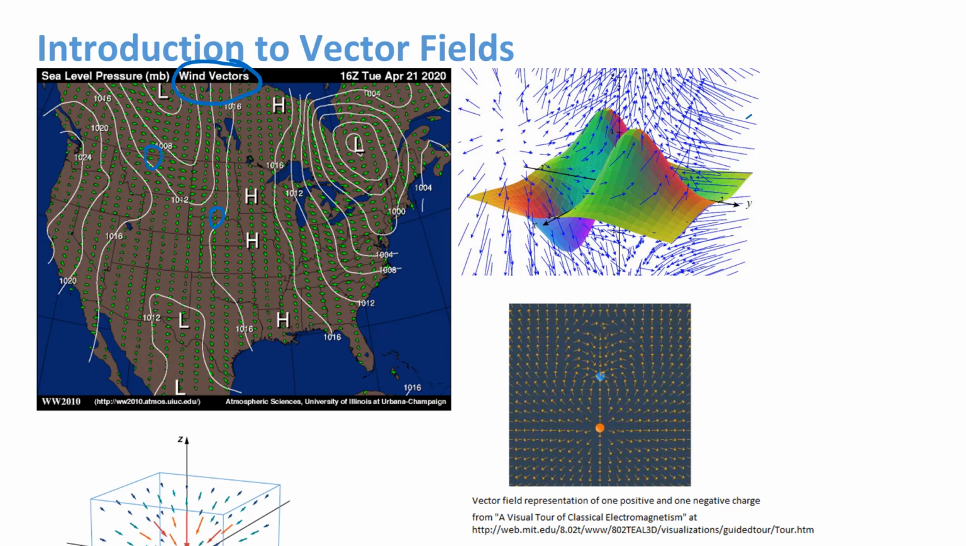The second image over here is one that I just created using CalcPlot 3D, and so I'll show you how to do that as well. It's got a surface on it, but it's also got all these vectors all over the place, and it's really more of a three-dimensional picture of a vector field.